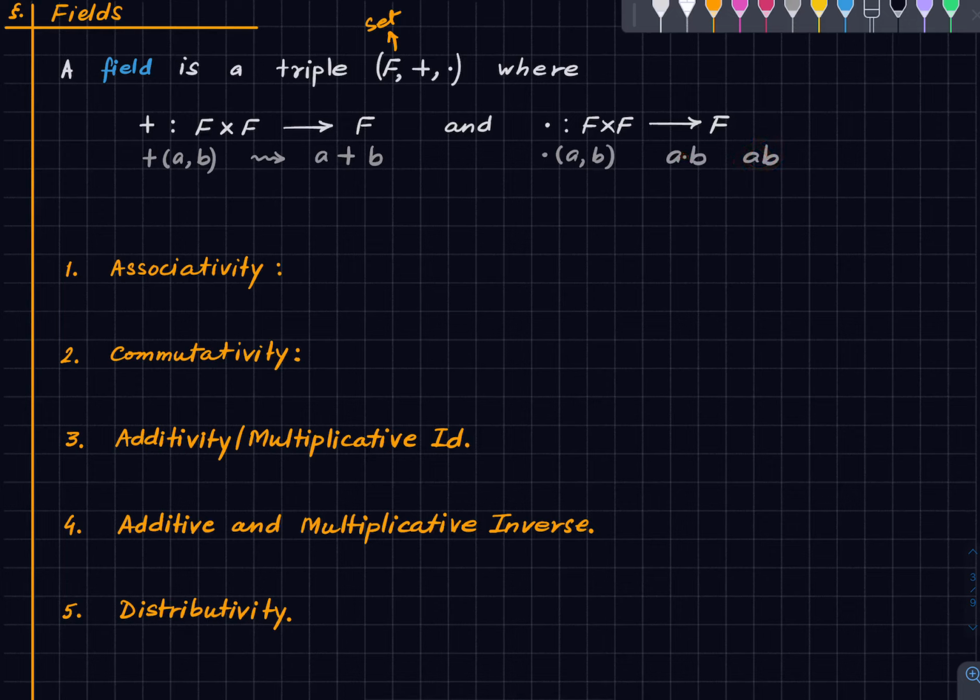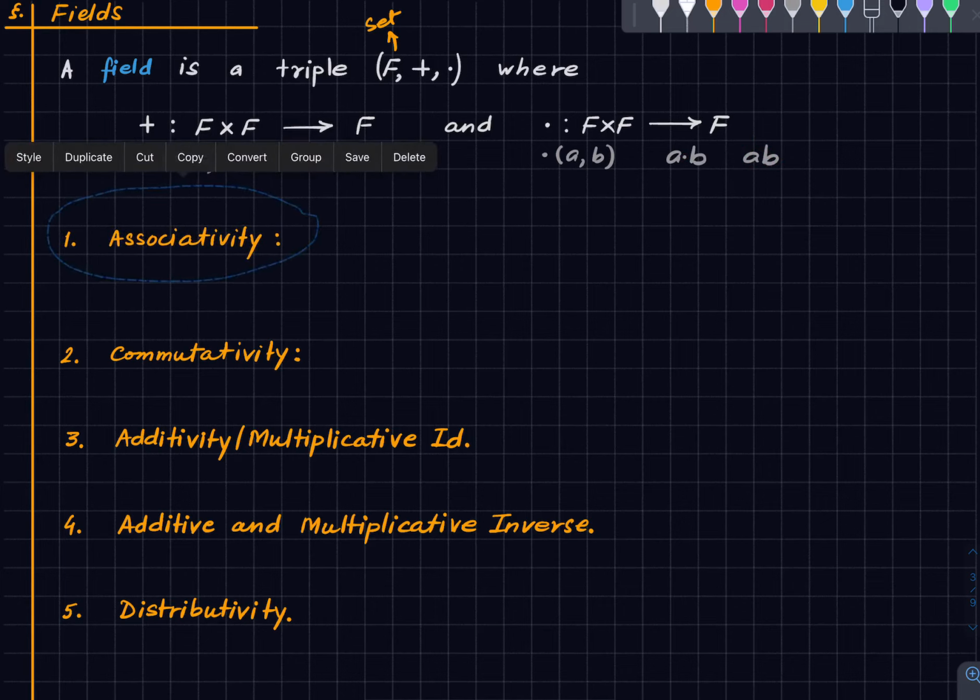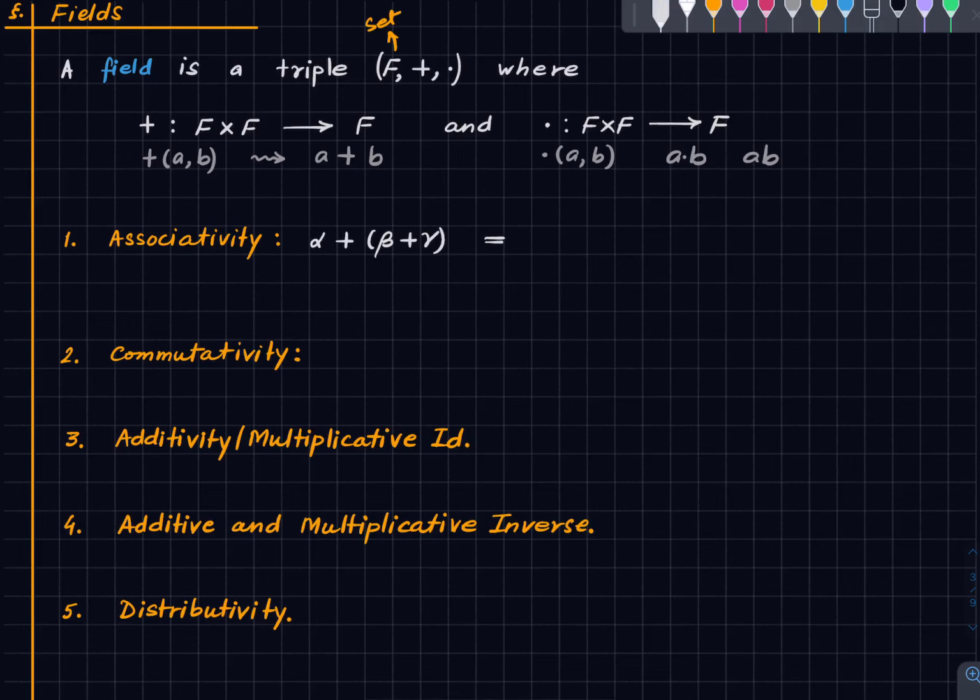Okay, so with those things out of the way, the first property this triple must satisfy, if we want to call it a field, is associativity, which says that alpha plus beta, plus gamma, is equal to alpha plus beta plus gamma, for all alpha, beta, gamma in the field, and similarly for multiplication. Right? So this it must satisfy. This is called the associativity property.